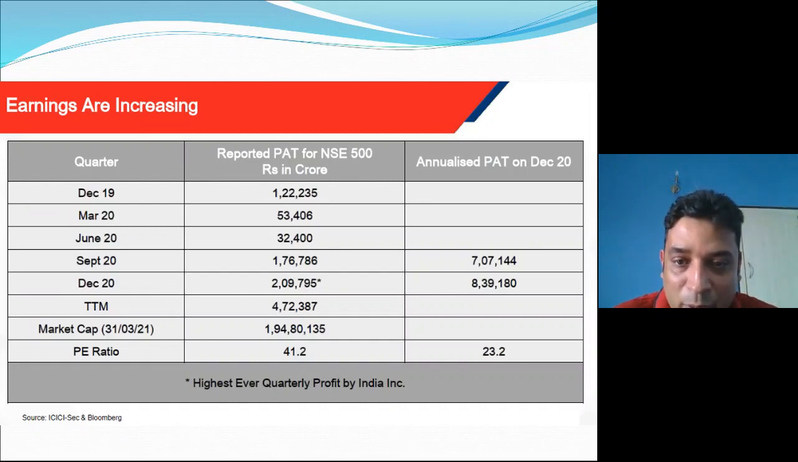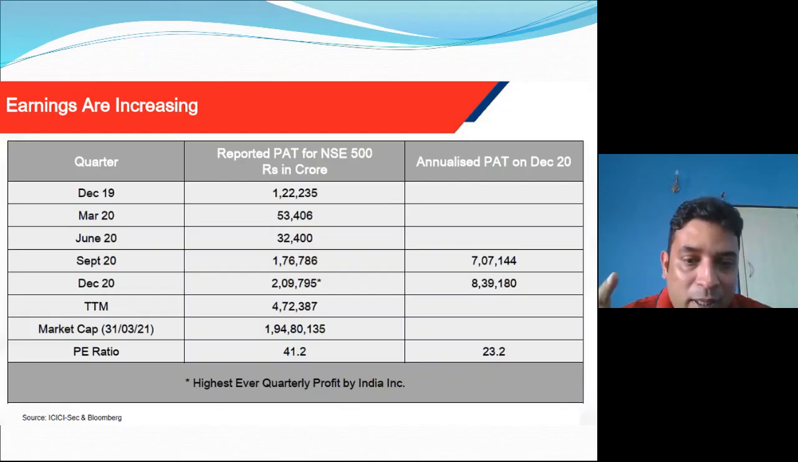If you take the December quarter result, it is coming like that. Now, if the profit increases, your PE ratio is going to decrease. Like if we have a 2,09,000 crore profit of the Nifty 500 companies composite for the next 4 quarters till 2021 December, our PE ratio will automatically come down to 23.2. And that's the important data point.